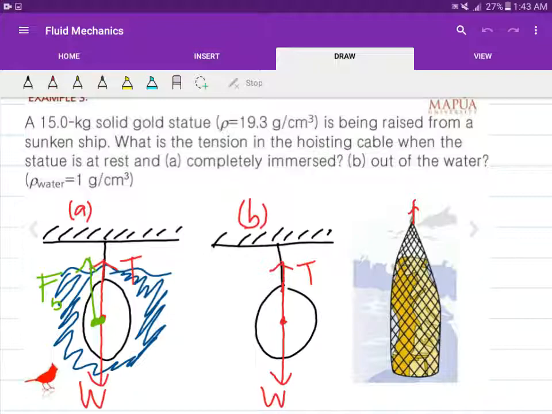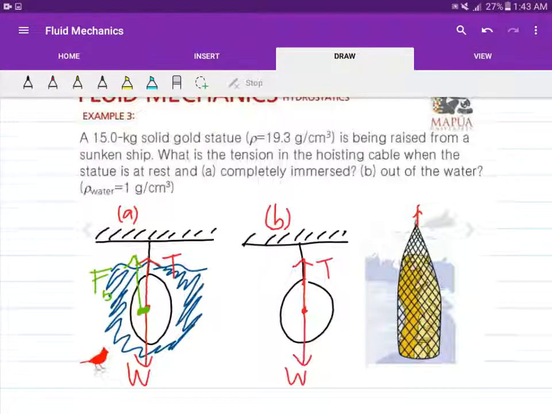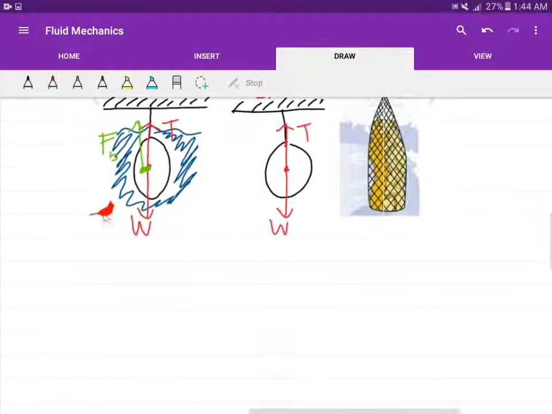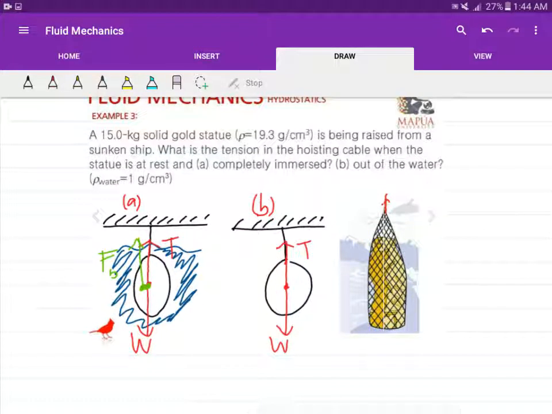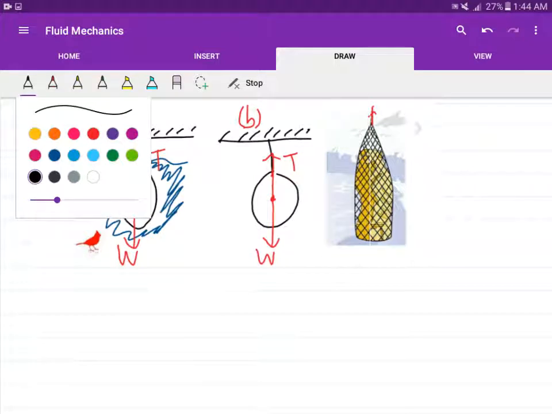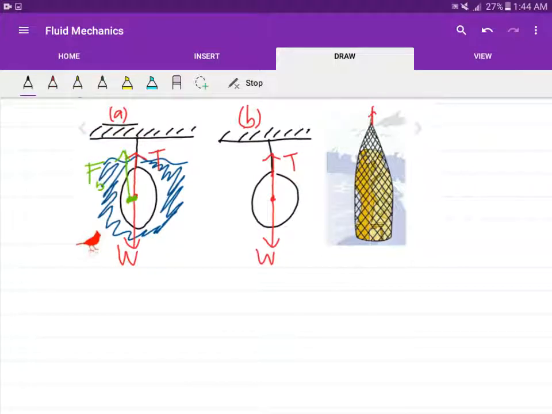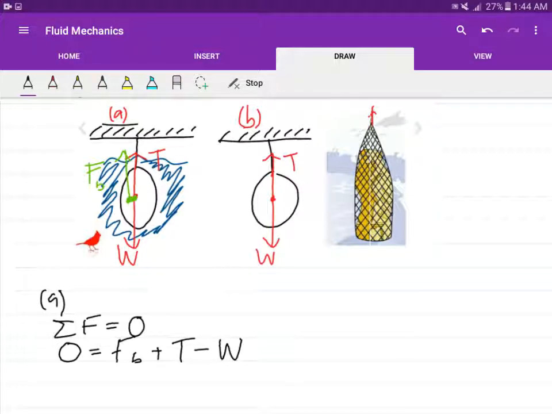So let's solve for both equations. Since this is a static case for both scenarios, let's solve first for A. So scenario A, the summation of forces acting on the gold statue must be 0. So these forces are buoyant force plus tension minus the weight.